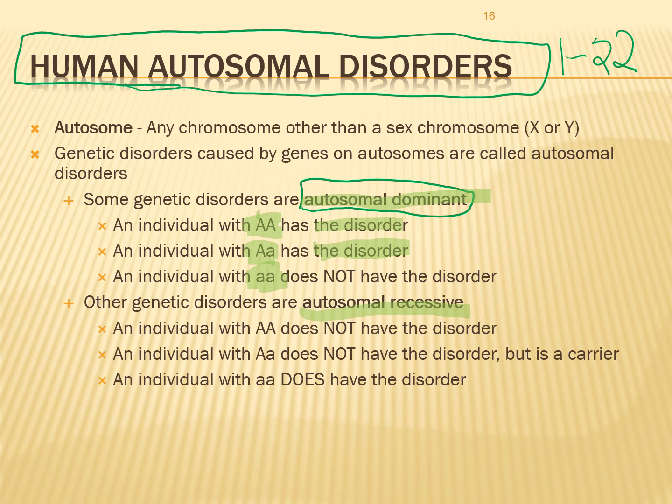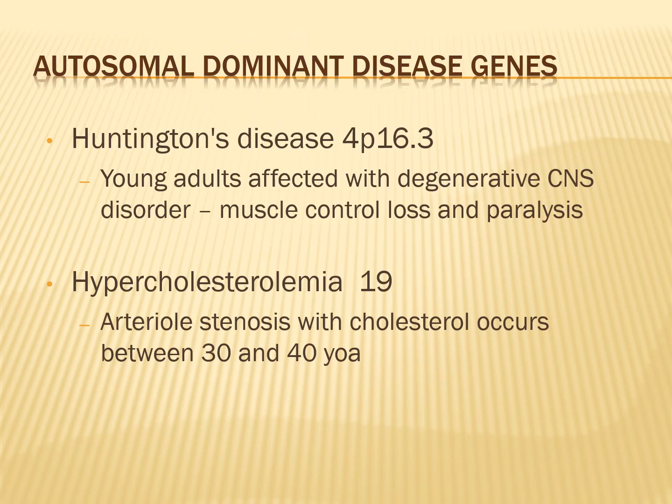So you would have the disorder if you had either one copy or two copies of the faulty gene. There aren't too many of these, as I mentioned. I'm going to just talk about two of them. One is Huntington's disease, which is a defect of a gene on the 4th chromosome, the p arm. This is considered to be a fatal disease. So again, you would think that it would disappear from the population if people inherit that trait.